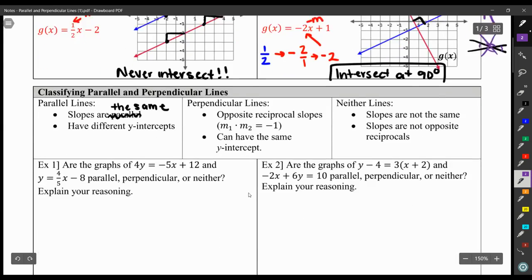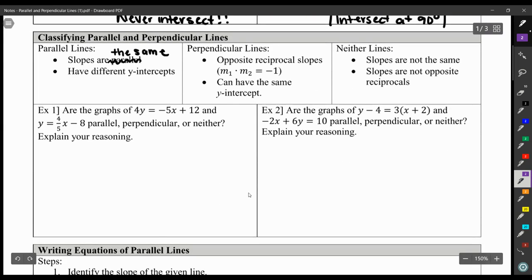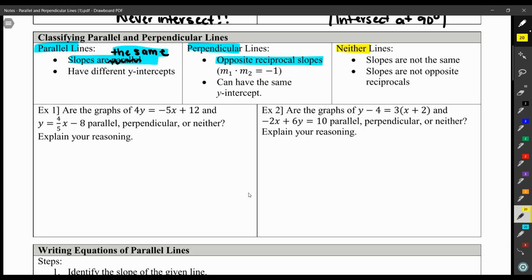Classifying parallel or perpendicular lines. Here are the keys. Parallel lines will always have the same slopes. Perpendicular lines have opposite reciprocal slopes. And if neither of that happens, the lines are neither parallel nor perpendicular: their slopes are not the same and they're not opposite reciprocals.